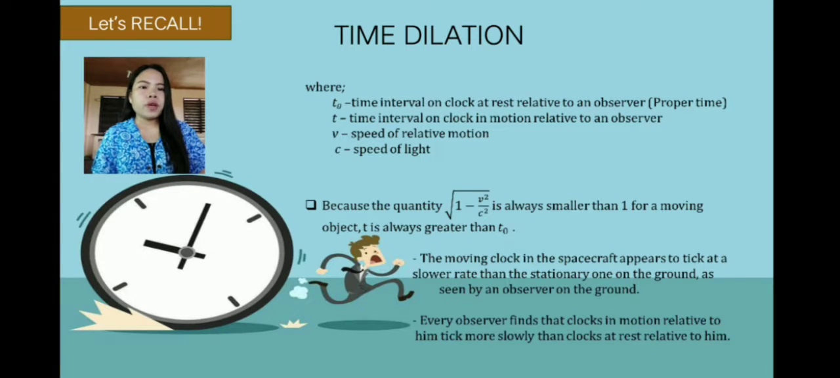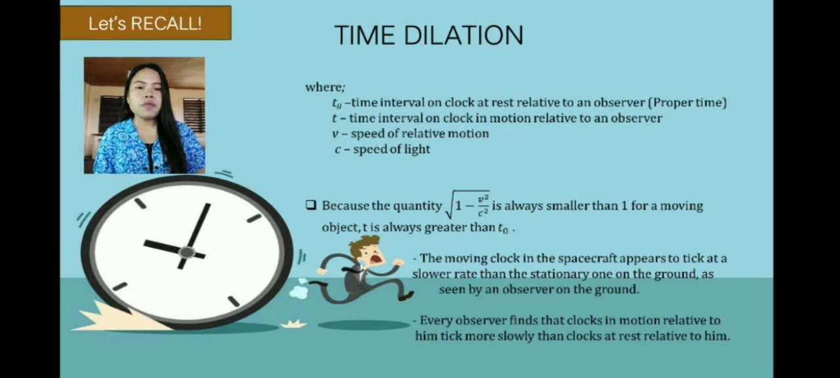Because the quantity square root of 1 minus the square of the speed of relative motion over the square of the speed of light is always smaller than 1 for a moving object, the t, which is the time interval on a clock in motion relative to an observer, is always greater than the proper time. For example, the moving clock in a spacecraft appears to tick at a slower rate than the stationary one on the ground, as seen by an observer on the ground.